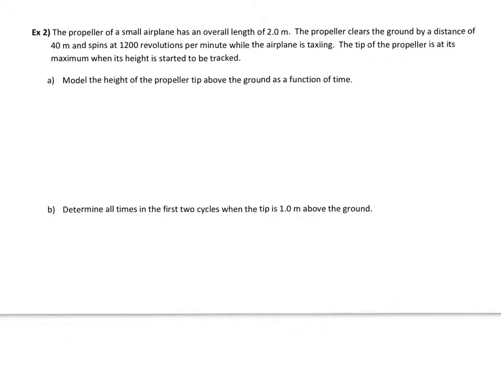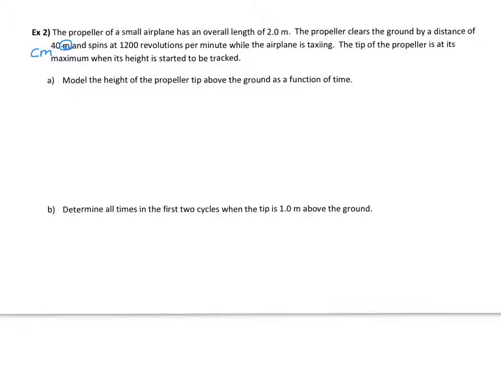The propeller of a small airplane has an overall length of 2 meters. The propeller clears the ground by a distance of 40, that should say 40 centimeters, not 40 meters. So I have a typo there. That should be 40 centimeters. And it spins at 1200 revolutions per minute while the airplane is taxiing. The tip of the propeller is at its maximum when its height starts to be tracked.